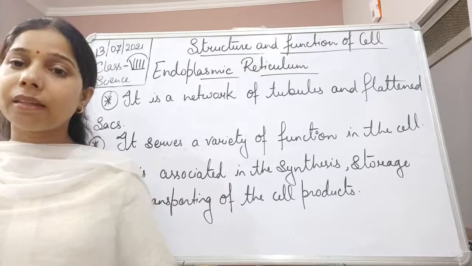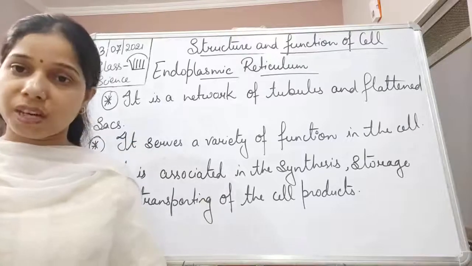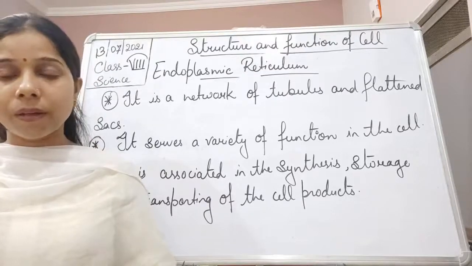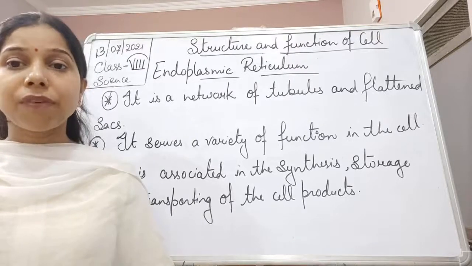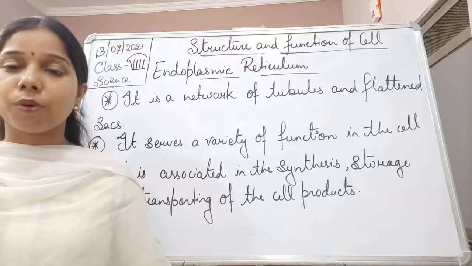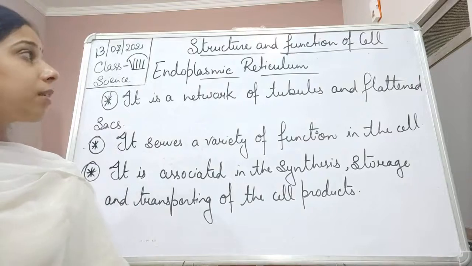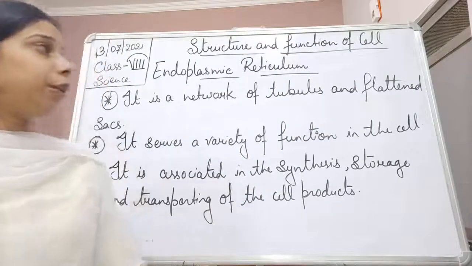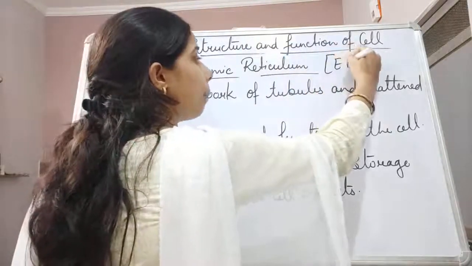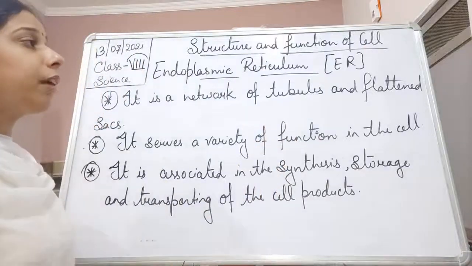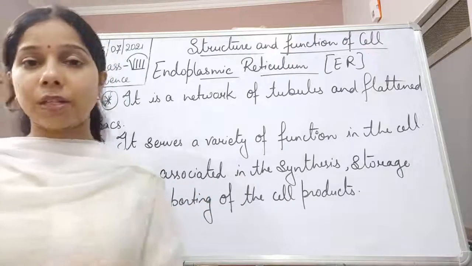So we can say that it has a variety of functions. Basically it is associated with the synthesis of cell products. Now, not only synthesis, but storage, as well as wherever needed, transportation of cell products also occurs with the help of endoplasmic reticulum, students. Okay, so this is the role of the endoplasmic reticulum. In short form, this endoplasmic reticulum is also written as capital E and capital R. So if somewhere it is given as ER, do not get confused with the term. This ER means endoplasmic reticulum.